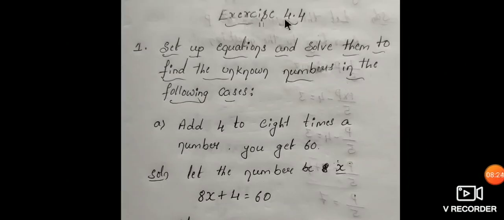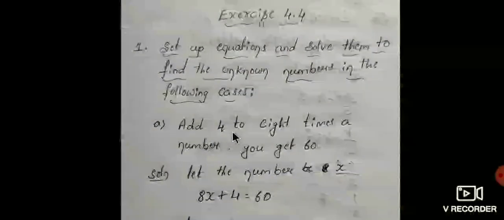So exercise 4.4, first one: set up equations and solve them to find the unknown number in the following cases. The first question they have given: add 4 to 8 times a number. That means we don't know the number. They have given in general a number, that may be x, may be y, may be z, totally a small letter alphabet.